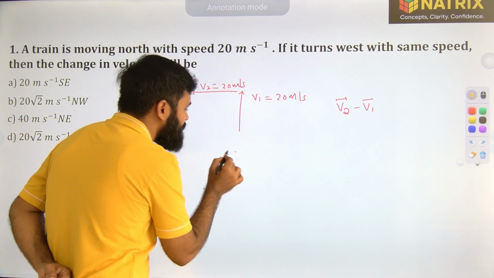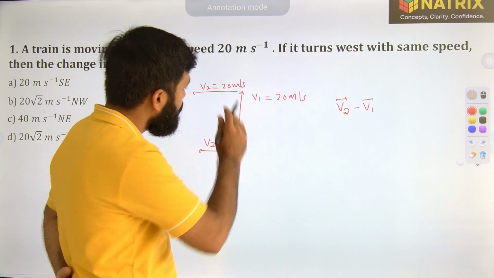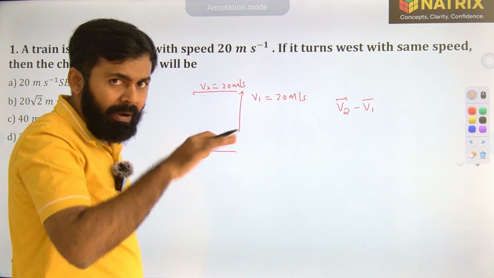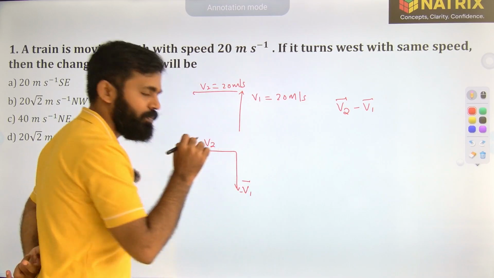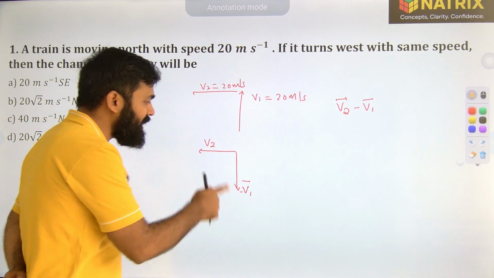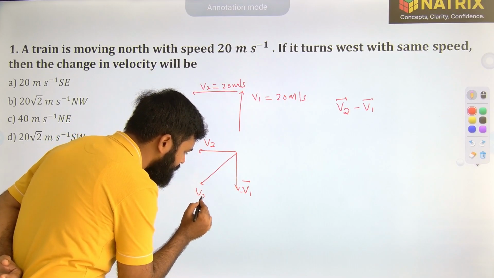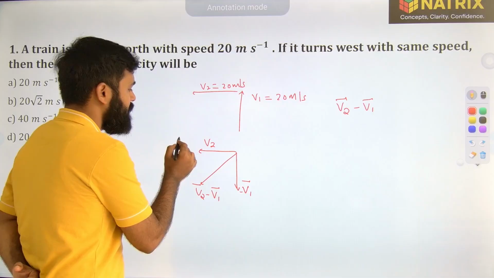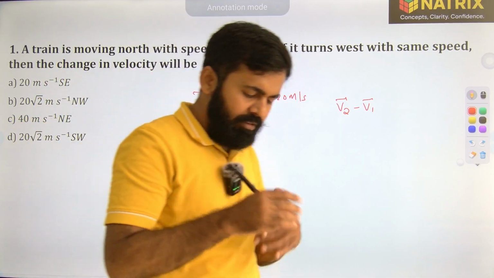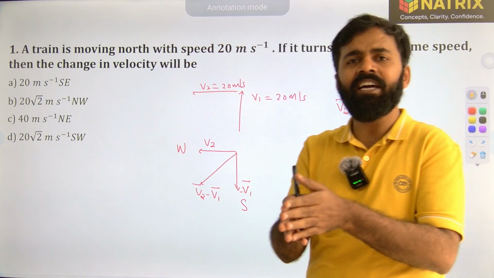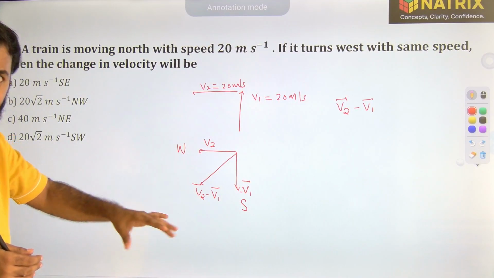See, I'll keep the direction of V2 as it is, but I want minus V1. V1 is towards north. So minus V1 is towards south. So you want resultant of V2 and minus V1. So direction will be like this. This is west and this is south. So your change in velocity is in the direction of southwest. Not along the northwest. It is along the direction of southwest.